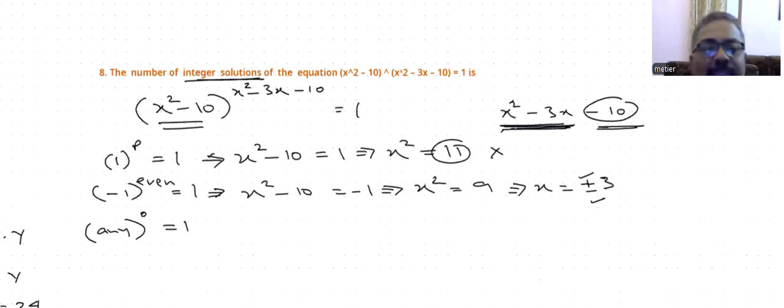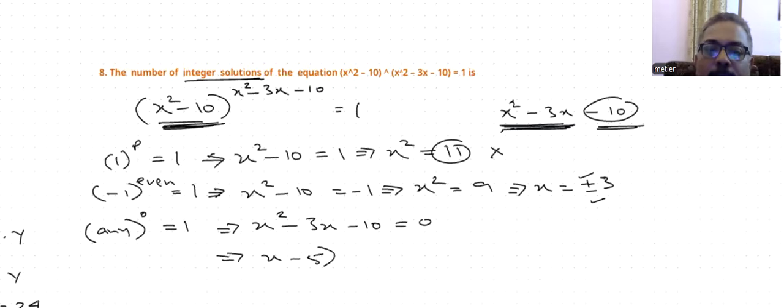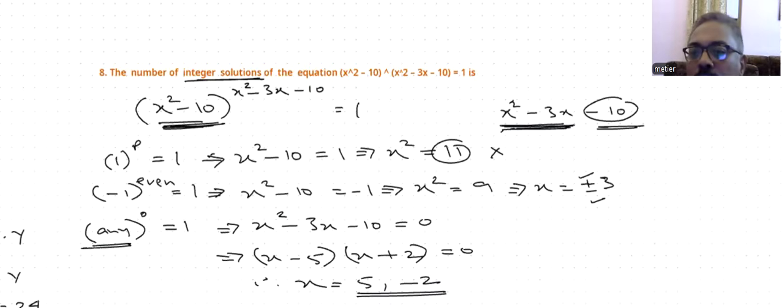Now the last one. Base is any number. We need not bother about the base. We have to bother about the power only. Power is 0. x square minus 3x minus 10 equals 0. So if you simplify it, you will be getting x minus 5 into x plus 2 as 0. So you are getting solutions x equal to 5 and minus 2. You need not cross check the base because base can be any number. So here we have two solutions. Here we have two solutions. So in total we have 4 solutions.